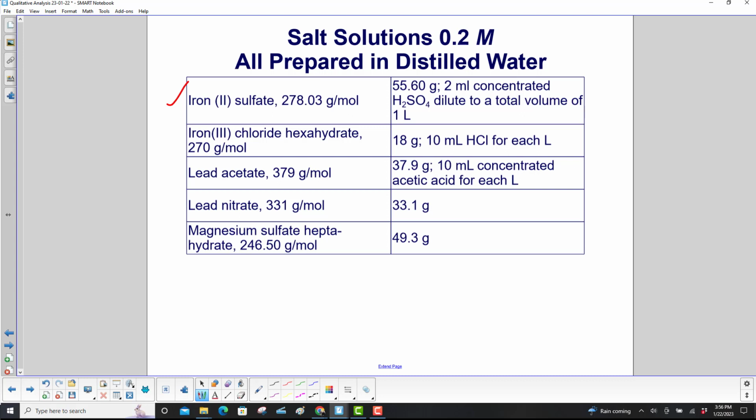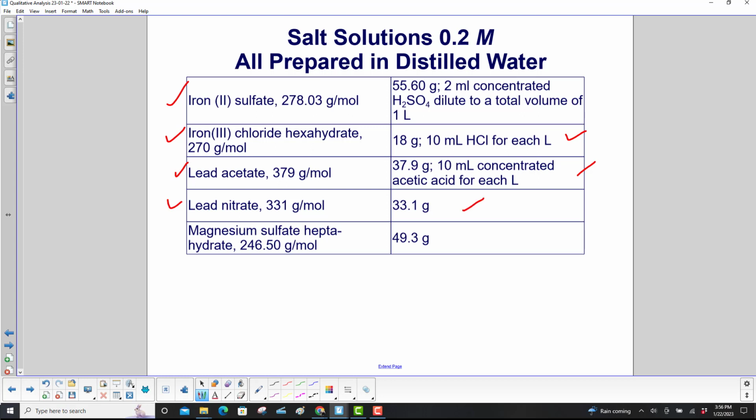1 liter. Iron 3 chloride hexahydrate, 270 grams per mole. 18 grams, 10 milliliters hydrochloric acid for each liter. Lead acetate, 379 grams per mole. Use 37.9 grams, 10 milliliter concentrated acetic acid for each liter. Lead nitrate, 331 grams per mole, 33.1 grams.